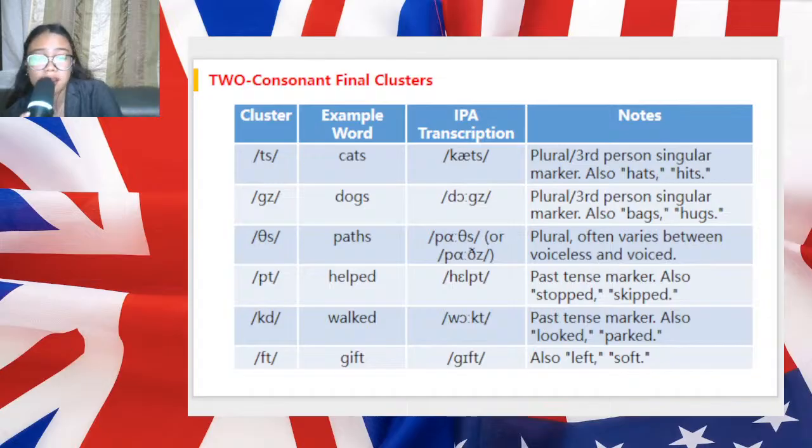Following this is the KD cluster, okay? As in walked. Similar to PT, this is another important past tense marker. Here, it's the K sound followed by a voiced D sound, like walked. So notice how the D sound here is voiced because the K is unvoiced, and the ending automatically adjusts. Of course, it's not walked with an extra syllable, but the smooth K to D transition. This applies to looked and parked too. So let's articulate all these words. First with walked, again, walked. Next is looked, again, looked. And lastly, ensuring that clear voiced KD past ending, okay?